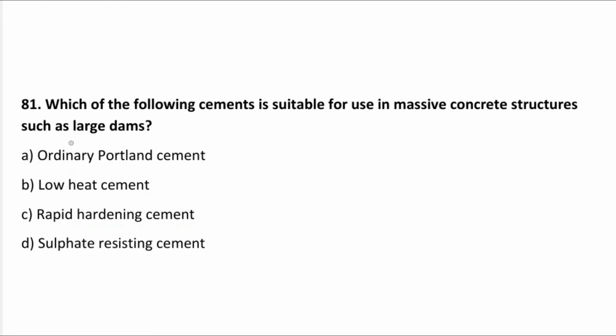So next question. Which of the following cements is suitable for use in massive concrete structures such as large dams? Option A ordinary Portland cement, option B low heat cement, option C rapid hardening cement, option D sulfate resisting cement. So the correct answer is option B, low heat cement.